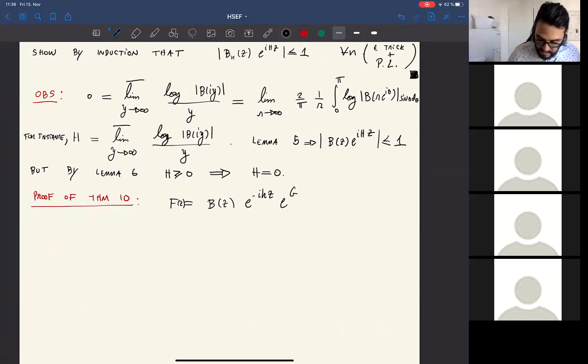Great. So let me show, okay, and then we know that G has a certain representation. The real part of G is like y over pi, and then we have a measure mu.